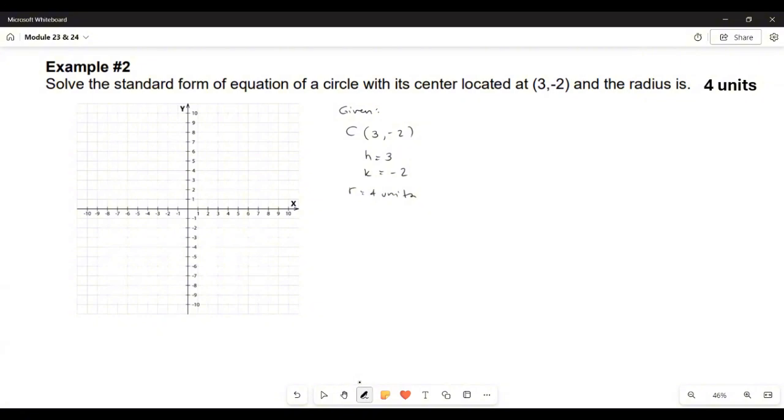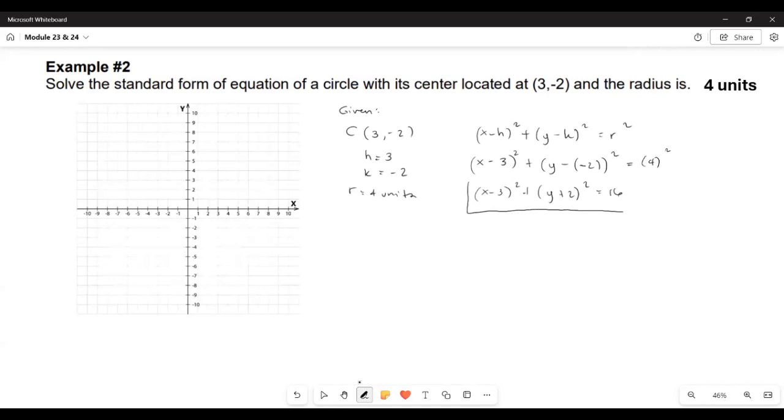So, balikan natin ang ating standard form of equation of a circle. We know that it is just (x minus h) squared plus (y minus k) squared is equal to r squared. So, direct substitution lang tayo. Yung x minus, ano yung h natin, yan ay 3, squared, plus y minus yung k natin is -2. Don't forget the sign. Pag nakalimutan nyo yan, magkakamali kayo ng standard form of equation ng circle na tinatanong. So, the value of r is 4 squared. Simplify lang natin: (x minus 3) squared plus (y plus 2) squared is equal to 16. Therefore, we have now the standard form of equation of a circle.